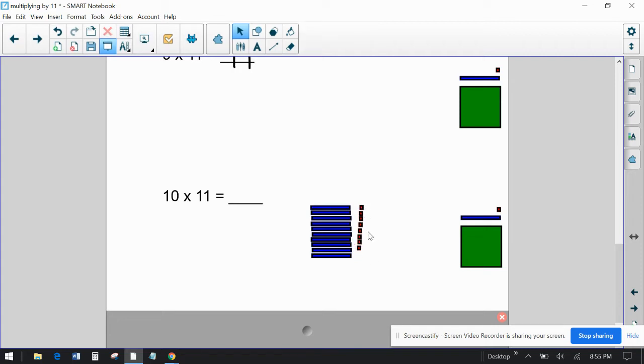2, 4, 6, 8. I need 2 more. I shifted that up. Doesn't have to be perfect though, right? Okay. Try to be neat, but sometimes it's not that easy, especially on a mouse pad. Okay, so there are 10 10s and there are 10 1s.